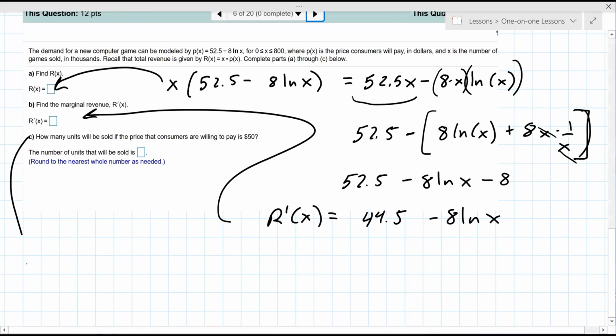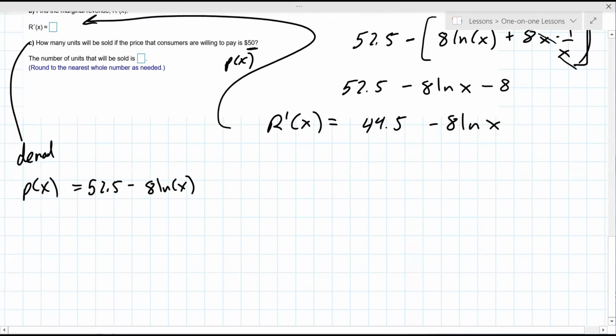That's the demand. So C is the demand equation, which is P of X. So it's going back to the original. P of X equals 52.5 minus 8 natural log of X. And they're saying, well, what if price is 50? I'm wrong here. P of X is 50. So 50 goes here on the left side. And you're solving for X. Yeah. Okay.